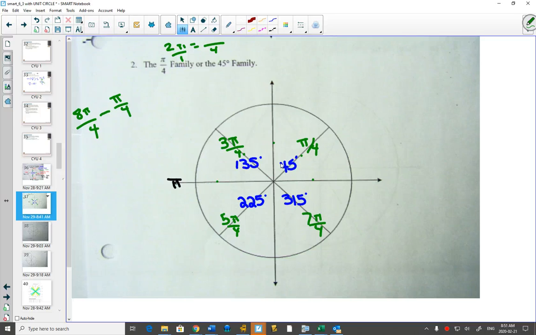For the pi over 4 family, the reference angle is pi over 4. What do pi over 4, 3 pi over 4, 7 pi over 4, 5 pi over 4 all have in common? They're always something pi over 4. And it's really easy to see the reference angle.